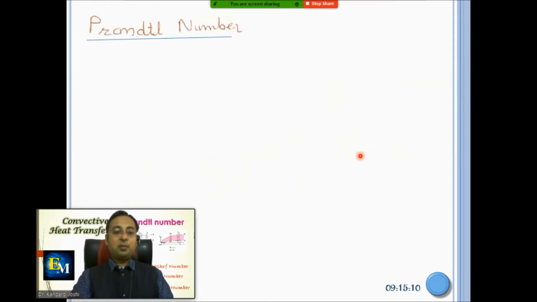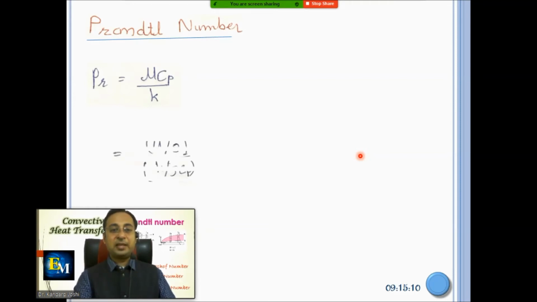So what is the Prandtl number? You need to remember this. Prandtl number is equal to mu Cp by K. There is no need to think how this equation came, because it is an empirical equation. It came from experimentation. So Prandtl number is equal to mu Cp by K.